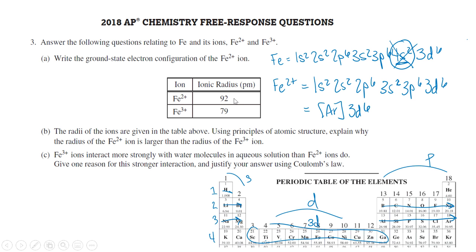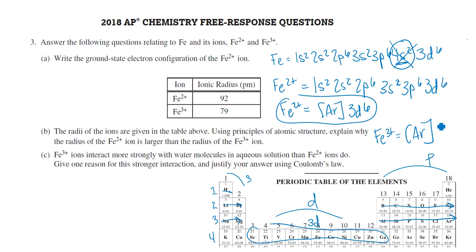All right, look at B. We have the radii of these two ions, and we're asked to explain why the iron +2 ion is larger than the iron +3 ion. So this is the iron +2 ion, and I need to think about what the iron +3 ion looks like. If I were to form the iron +3 ion, then I have to lose 3 electrons. So the first 2 are going to be from the 4s, and then the rest are going to be from the 3d. So it's going to lose 2 from the 4s and 1 from the 3d.